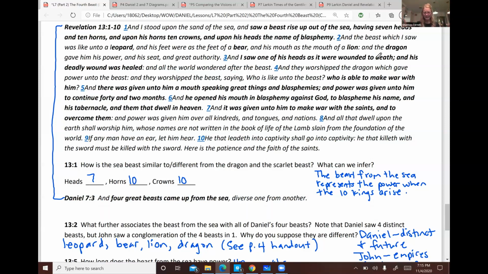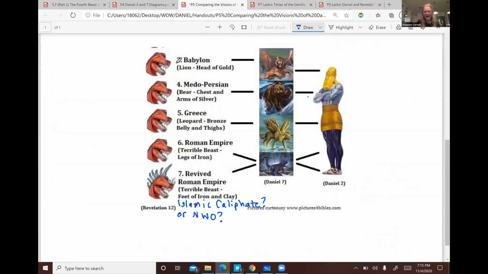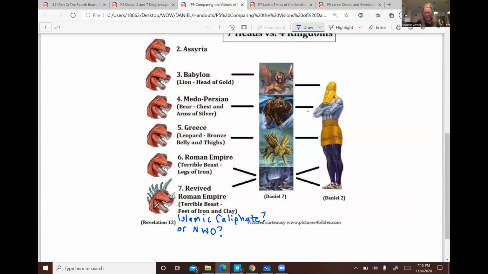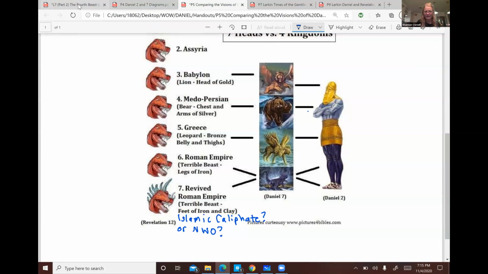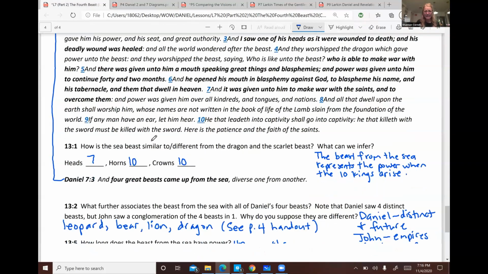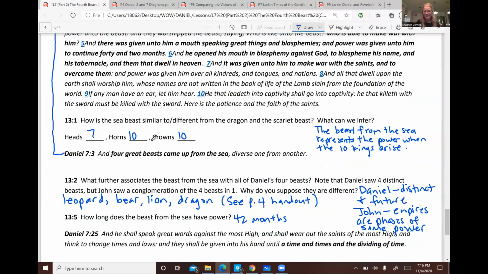What that tells us is that all of these empires are really different aspects of the same power, right? The dragon has 7 heads and 10 horns. So it's the red dragon that's been working behind all of these empires. By the time we get to Revelation 13, they've all run their course, but it's different pictures of one power, and that's the power of the red dragon. So Daniel sees them distinct and separate. John sees them as a conglomeration of all.